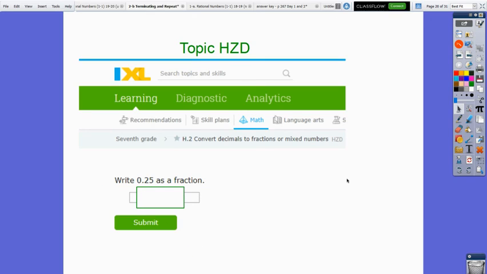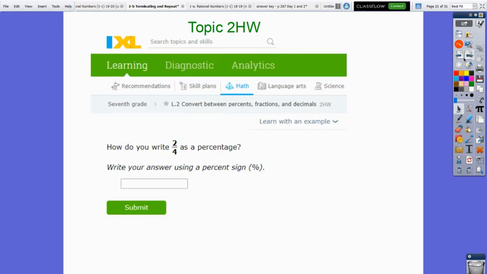So we got a couple IXL topics to work on these. The first one, HZD, is convert decimals to fractions. Right, 0.25 as a fraction. The answer is 1/4. And then once you finish that one, then you can go to mix everything up. So that's the next one, which is 2HW. And this one's going to go both directions.